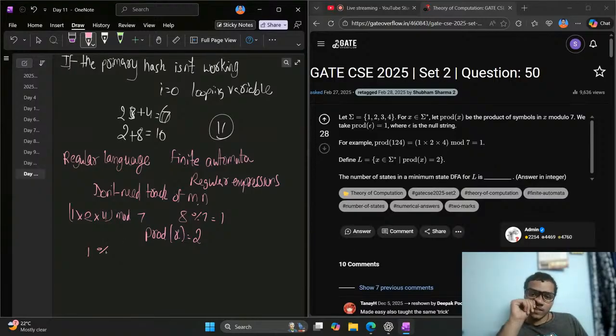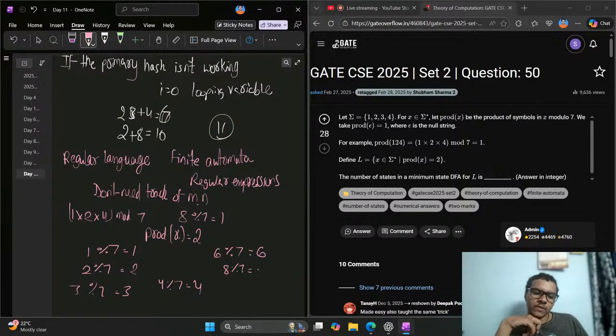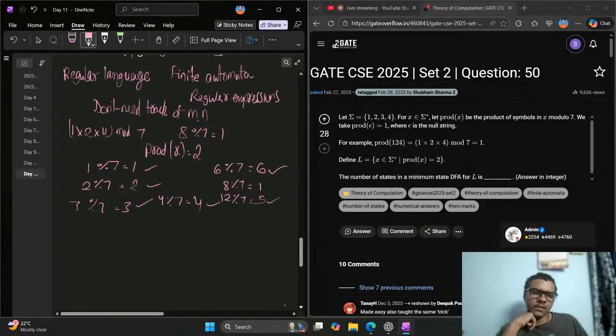Kind of did this one actually. 1 mod 7 is 1, 2 mod 7 is 2, 3 mod 7 is 3, 4 mod 7 is 4, and again you will have 6 mod 7 is equal to 6, and 4 twos are 8 mod 7 is equal to 1 again. 12 mod 7 is equal to 5, so you got 1, 2, 3, 4, 5, 6. So I don't think you can have 0.